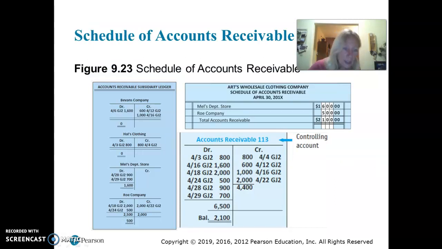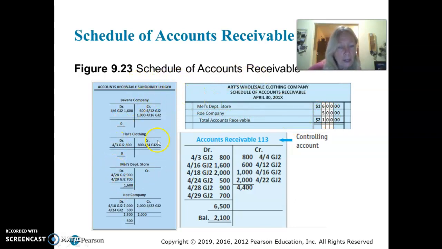Okay, so when we do the schedule of accounts receivable, I only have 2 more minutes. You are going to always remember that your main accounts receivable is the controlling account. And when you enter it in the journal, you put the little check because you entered it in accounts receivable and you also entered it into the specific account. So this right here is the summary of the companies that owe you money. So that is what a schedule of accounts receivable is.